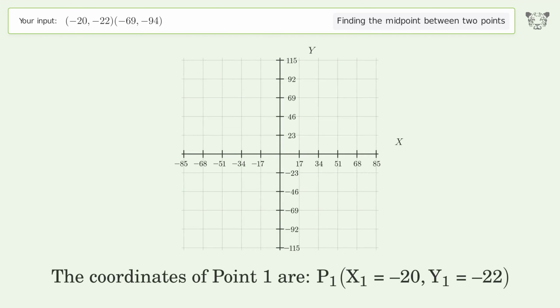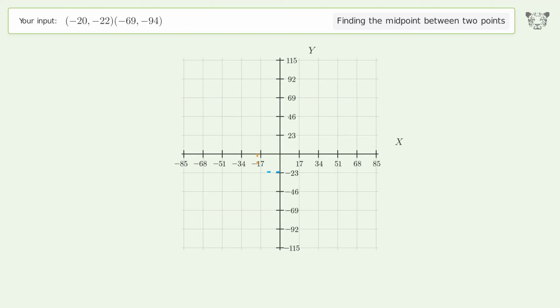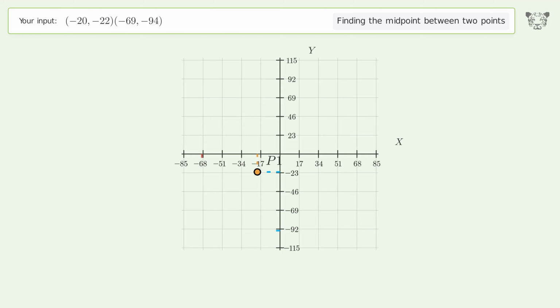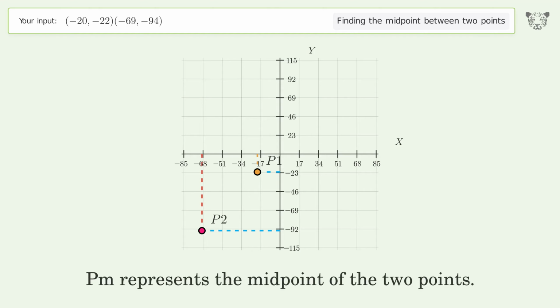The coordinates of point 1 are, x1 equals -20, y1 equals -22. The coordinates of point 2 are, x2 equals -69, y2 equals -94. PM represents the midpoint of the 2 points.